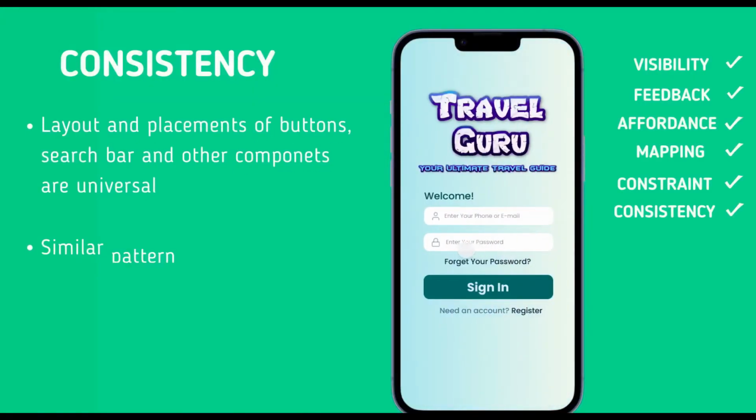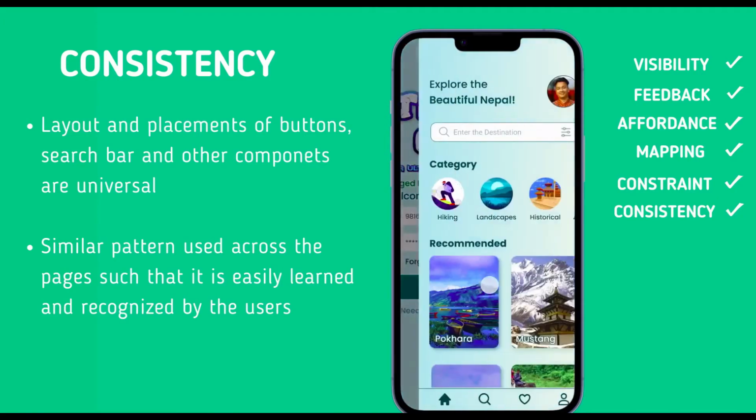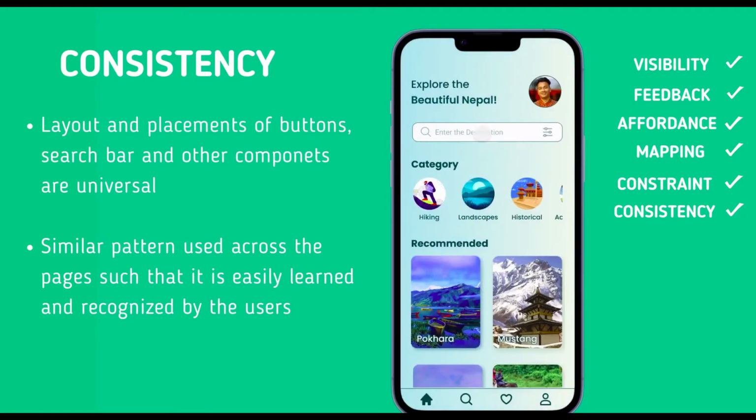Similarly, we know that the consistency is the key for the pattern to be learned and recognized by the users. We can clearly see that the layout and placement of buttons, search bar, and other components used are universal. The color and icons are consistent throughout the app.